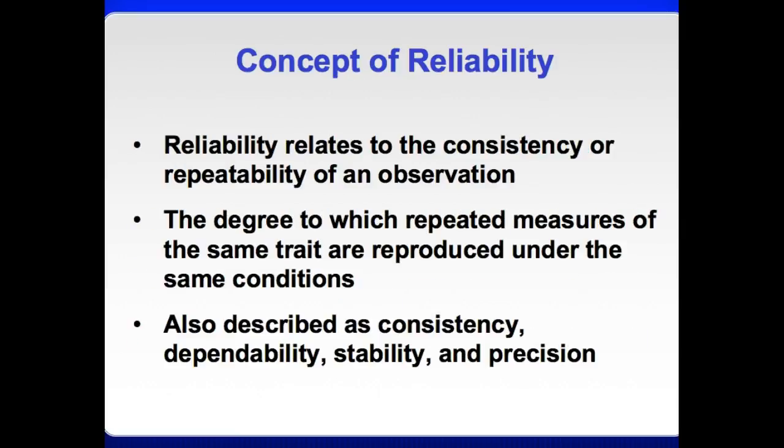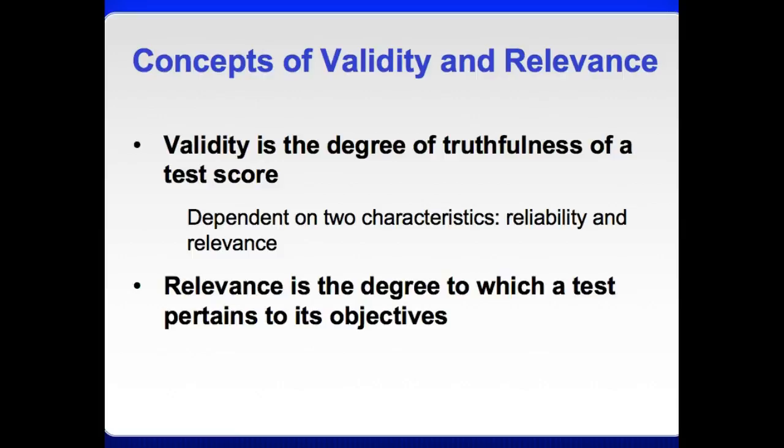The concepts of reliability. Reliability relates to the consistency or repeatability of an observation, the degree to which repeated measures of the same trait are reproduced under the same conditions, also described as consistency, dependability, stability, and precision.